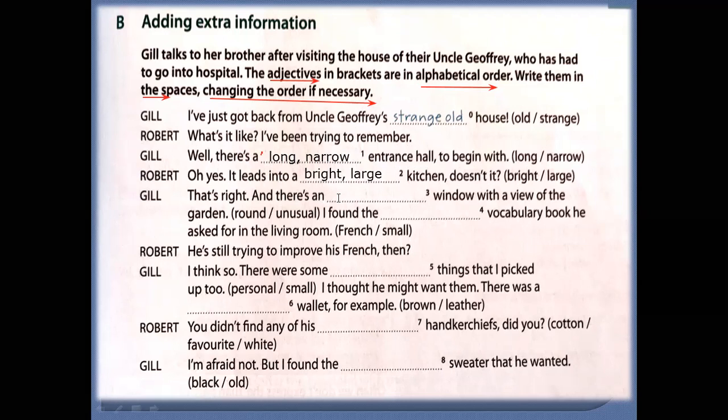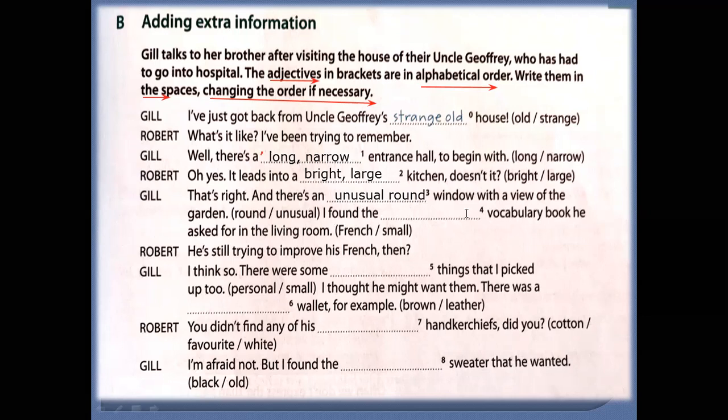There is a window with a view of the garden. Round, unusual. Okay, Sophie? Unusual, round. Why is that? Because unusual is your opinion. Round is shape. Also, you can tell because they used "an", so the next word must start with a vowel. Exactly, this is a hint.